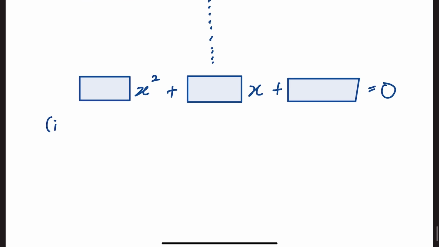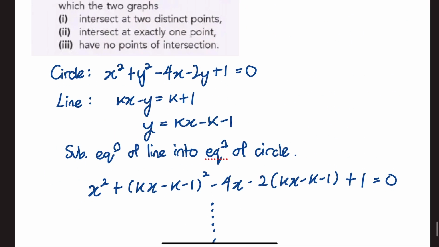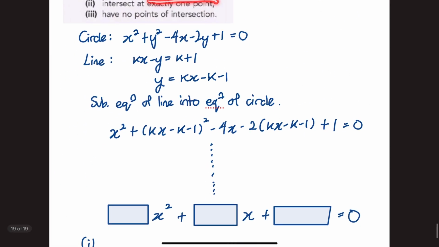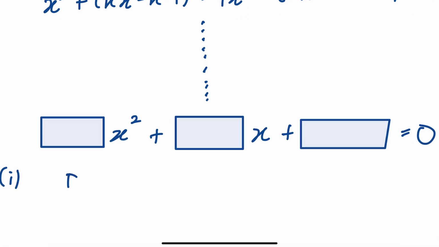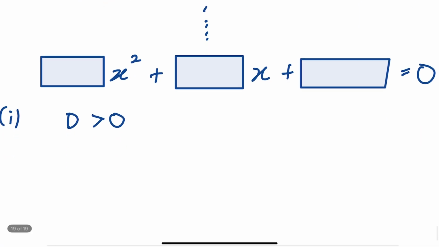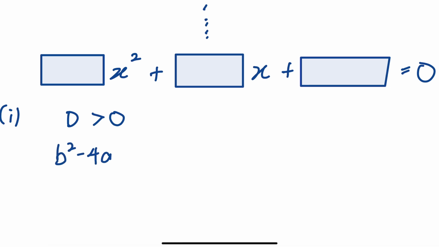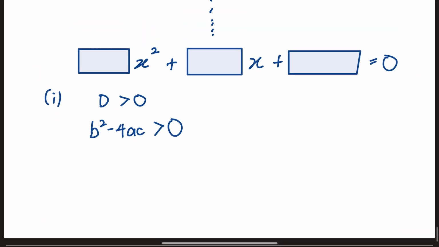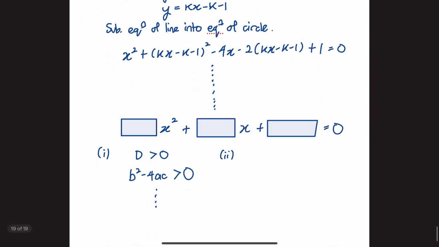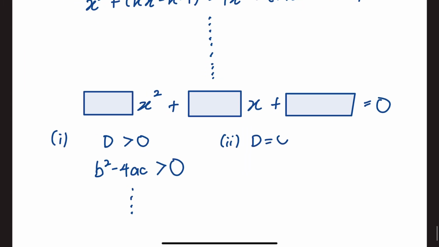Then for part 1, I won't go through the full detailed solution because it's rather straightforward. For the circle and line to have two distinct points of intersection, it means that the discriminant is strictly greater than 0. So you sub in your b squared minus 4ac more than 0, then you solve this as a quadratic inequality to get the answers. And part 2, for there to be one point of intersection, the discriminant should be equal to 0. So therefore b squared minus 4ac equals 0. Then you sub in to solve.